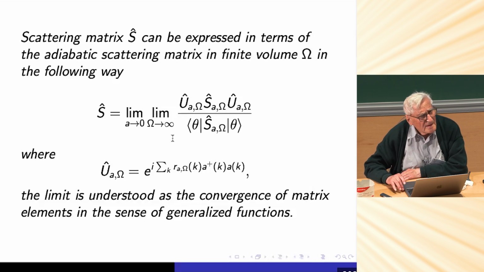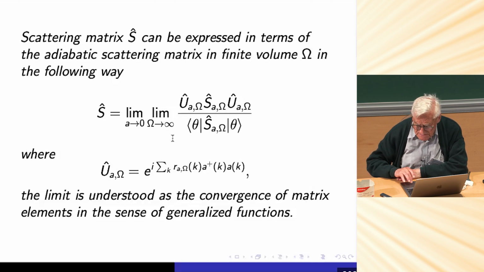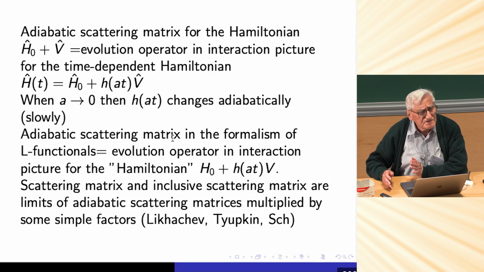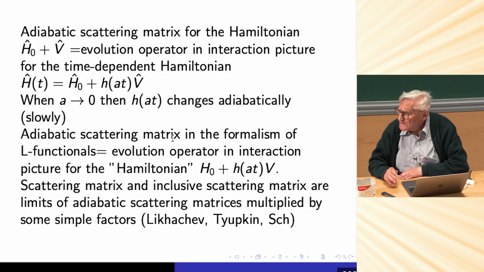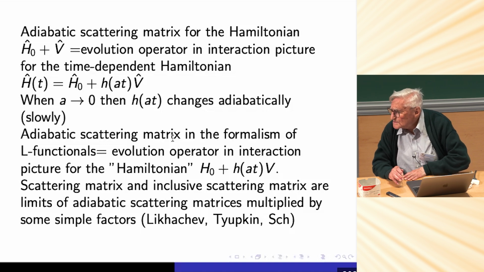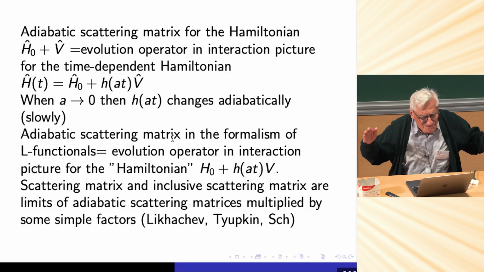Excuse me, what do you mean by A goes to 0? A is the adiabatic parameter. Look at what is written here, h of A. When A tends to 0, you have slow change. You have A of K, creation and annihilation operators denoted by the same letter. Yeah, it was confusing. Sorry.